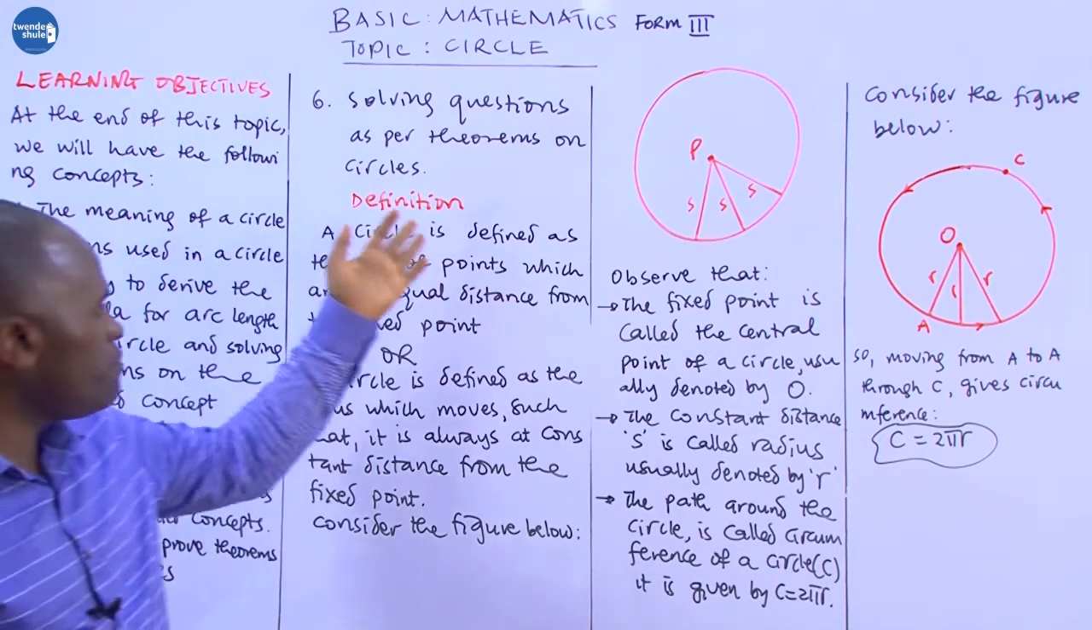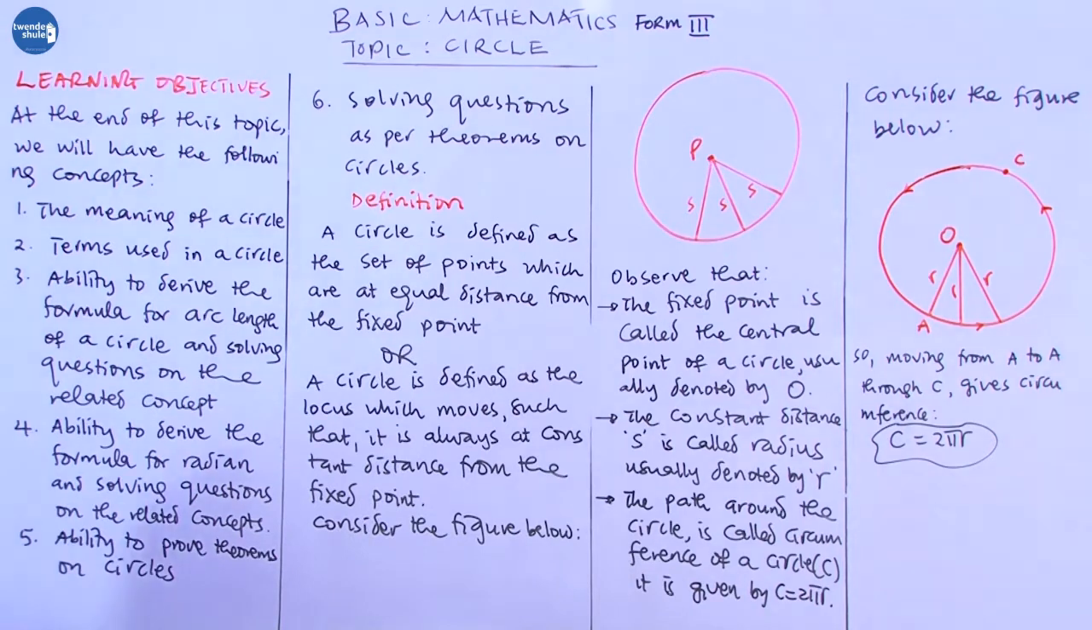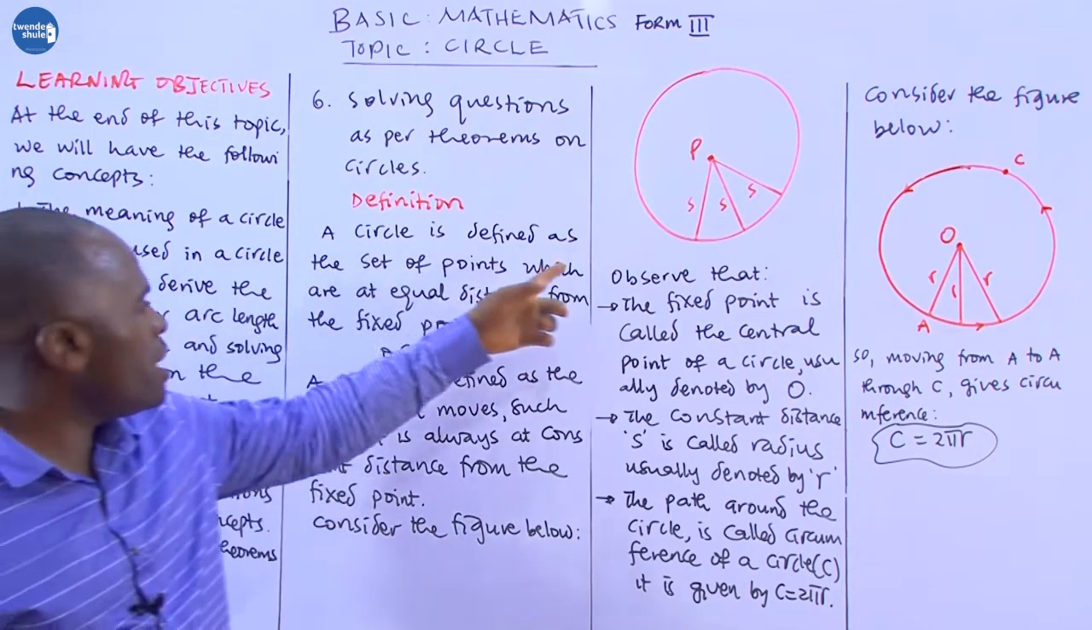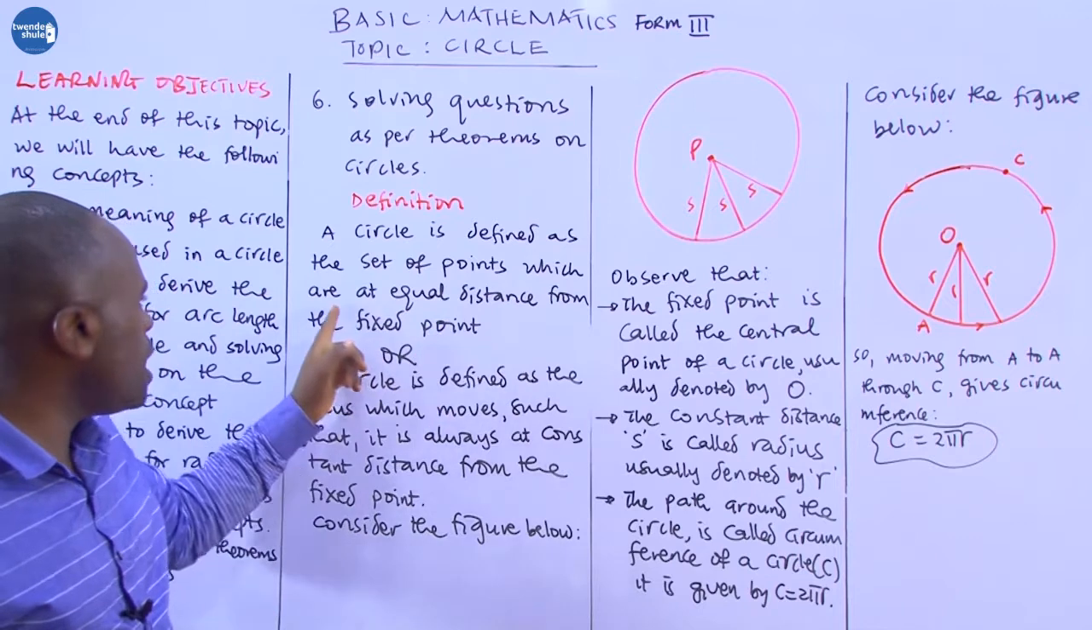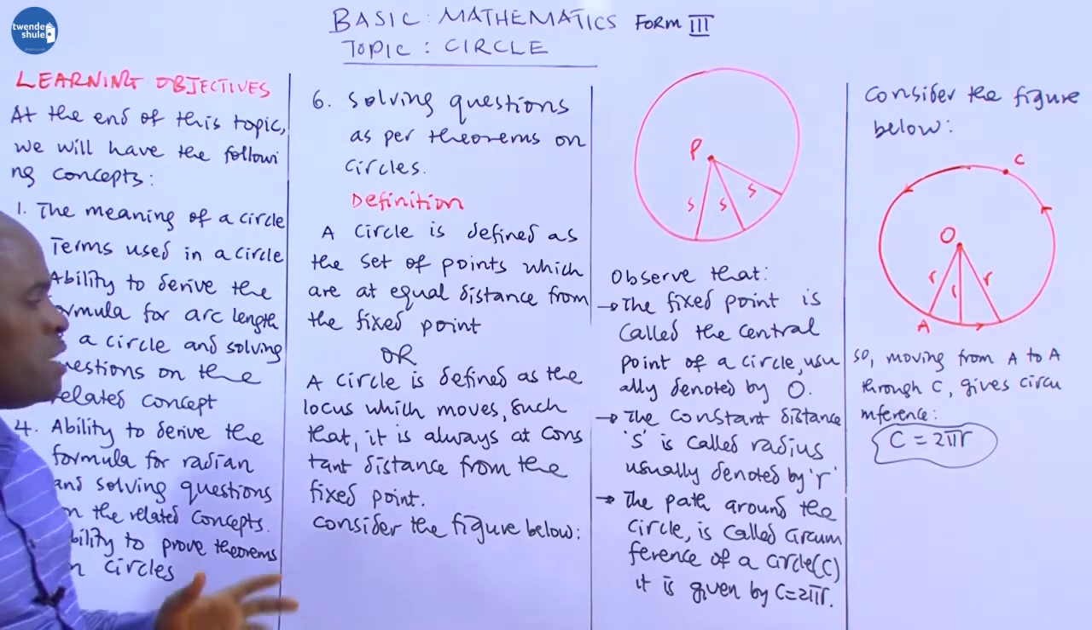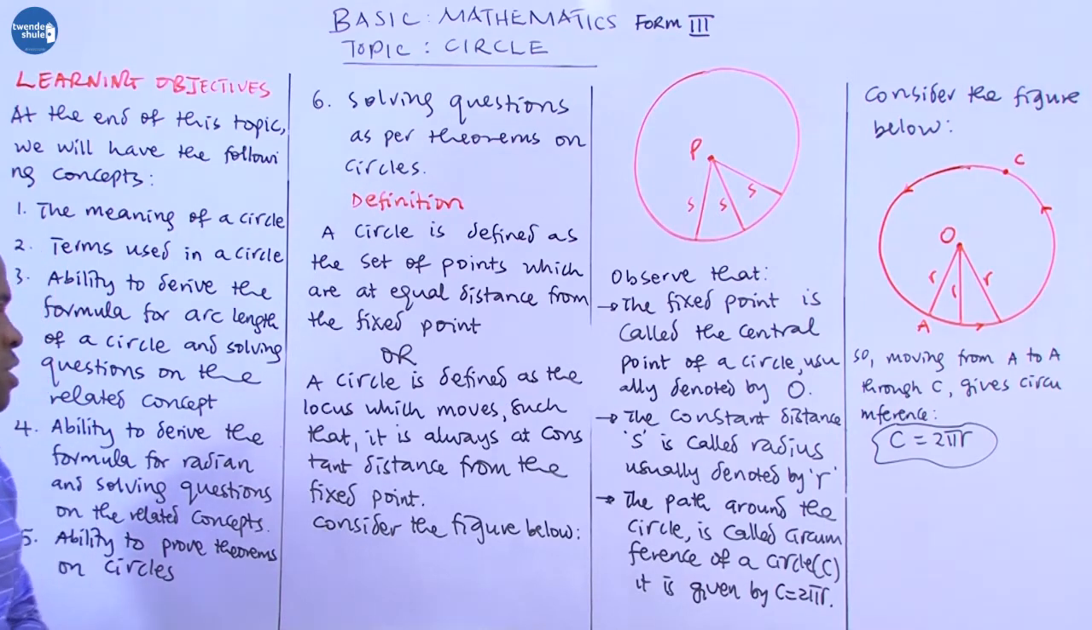Now, starting with the definition, we say a circle is the set of points which are at equal distance from a fixed point. We can simply make it like that. Or we say it is a locus which moves such that it is always at a constant distance from the fixed point.